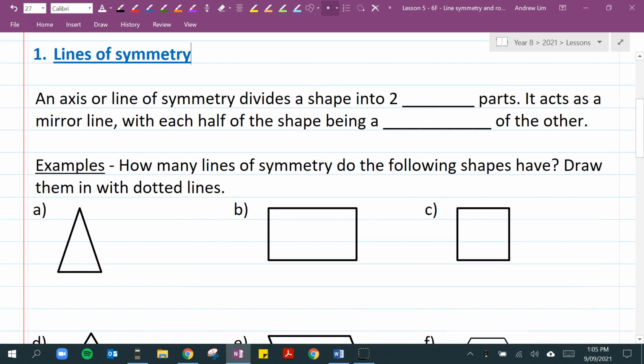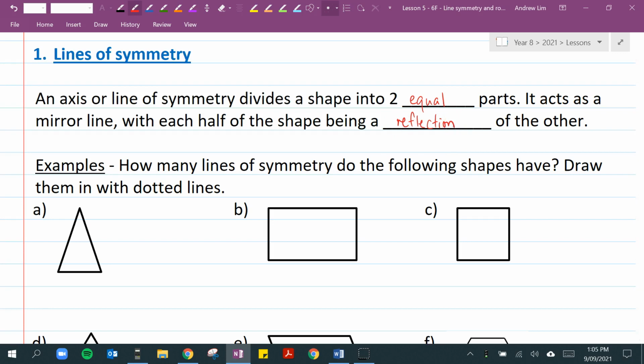An axis, or line of symmetry, divides a shape into two equal parts. It acts as a mirror line, with each half of the shape being a reflection of the other.